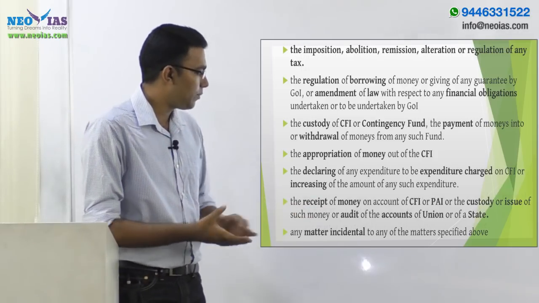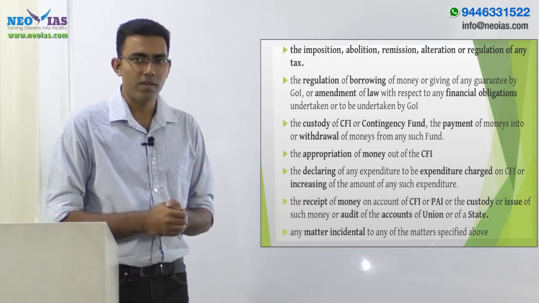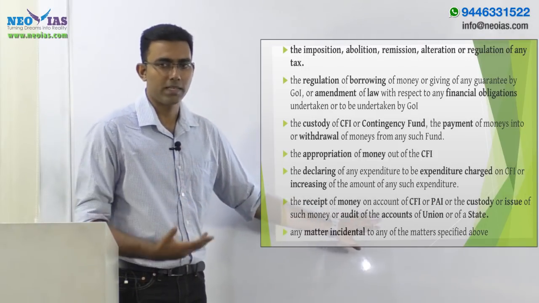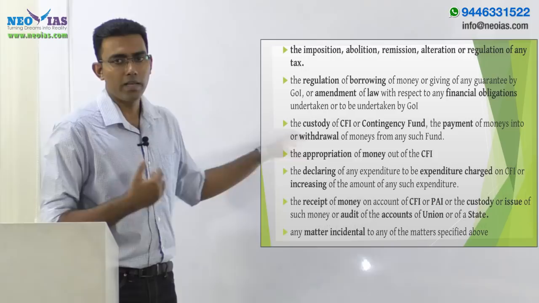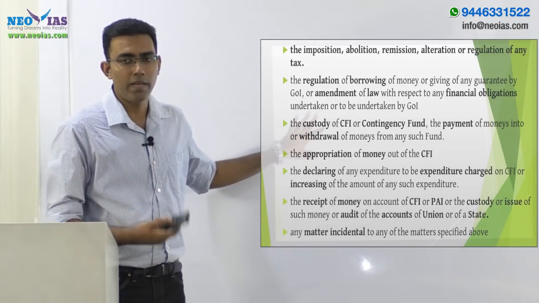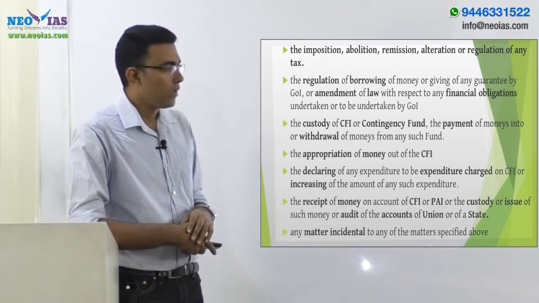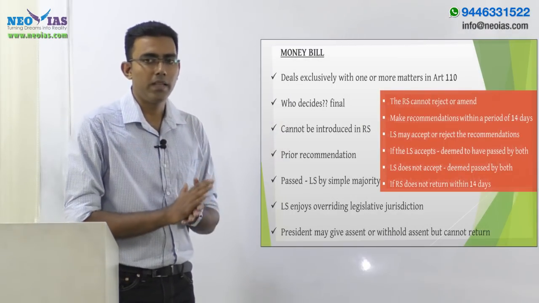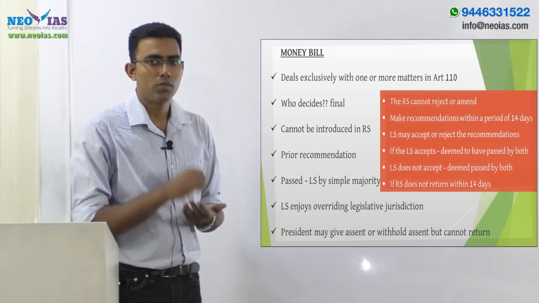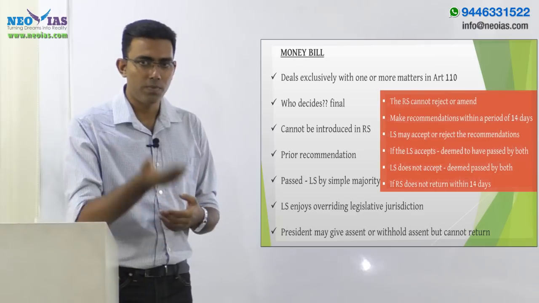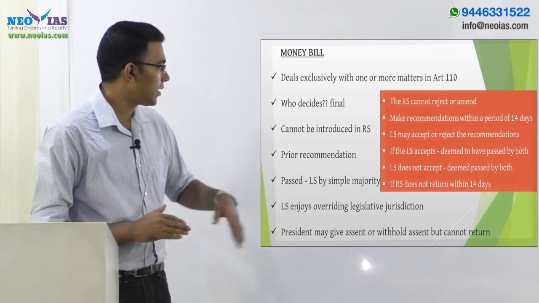And along with that, receipt of money on account of consolidated fund of India or public accounts, and audit of accounts of union as well as state, etc. So these are some of the criteria which have been dealt with in detail in Article 110. So any bill that deals exclusively with these criteria is a money bill. So understand that. It deals exclusively with one or more matters which have been listed in Article 110.